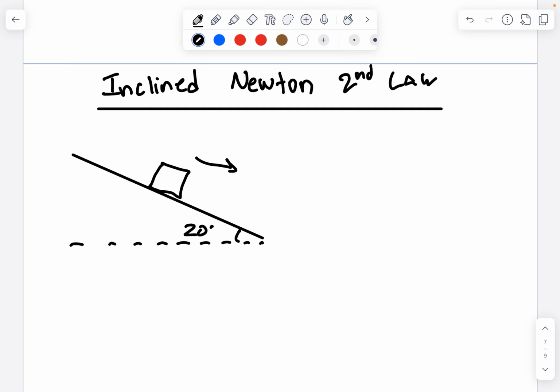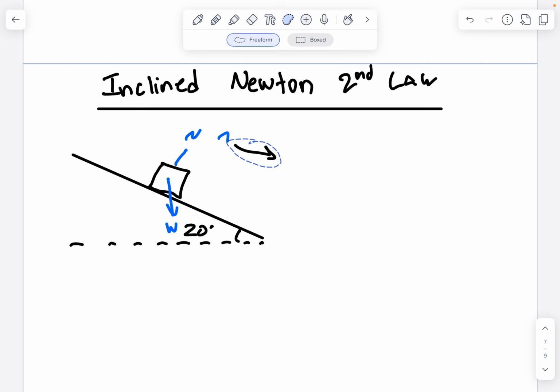There's no external force. So if we were just to look at it, we know that there's weight going straight down. We have the normal force going up, perpendicular to the ramp, and that's it. Those are all the forces acting on the block, yet the block is still in motion, right? The block is still moving.